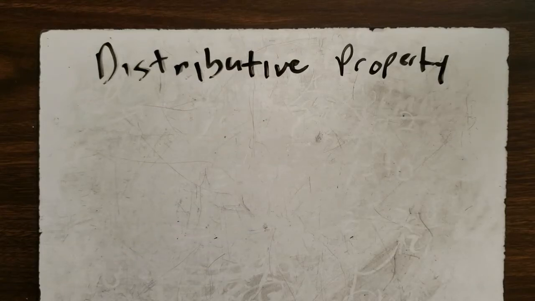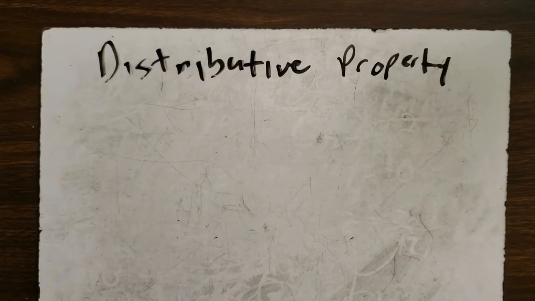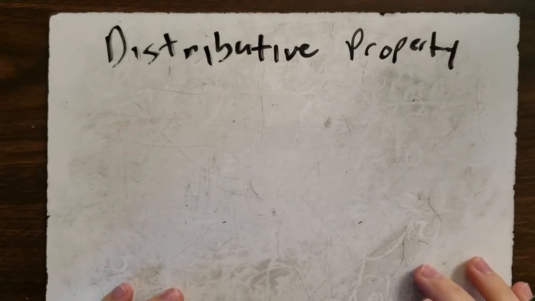All right, in this video, we're going to talk about the distributive property. Now, the distributive property is just very simply when you have a number on the outside of a set of parentheses, then it needs to be multiplied to the inside of the parentheses.